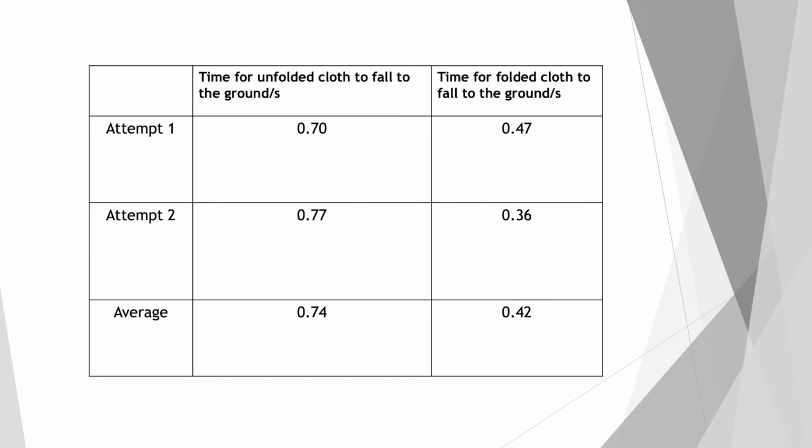This is the data collected from the short experiment. In the experiment, the same cloth is used and released at constant height. In each attempt, the timings for the folded cloth and unfolded cloth to fall to the ground are recorded. A repeated attempt is done before averaging the values to ensure reliability of the results, since human error is significant due to the short timings for each attempt.